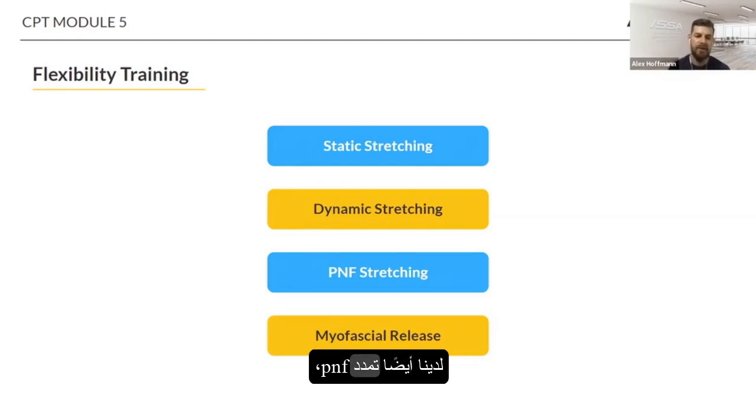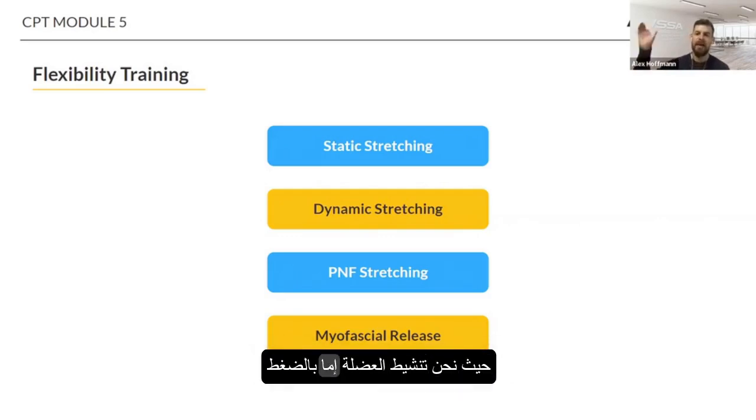We also have PNF stretching, which is proprioceptive neuromuscular facilitation. Again, this is typically something that would be performed in the cool down of an exercise. That's simply stretching where we activate a muscle by either pressing it against a wall or a partner for about 6 to 10 seconds.